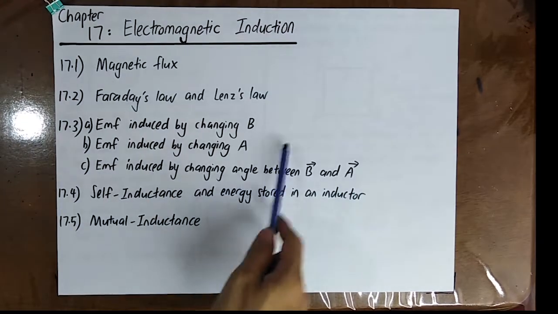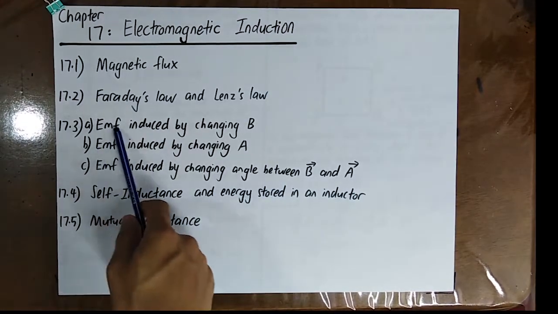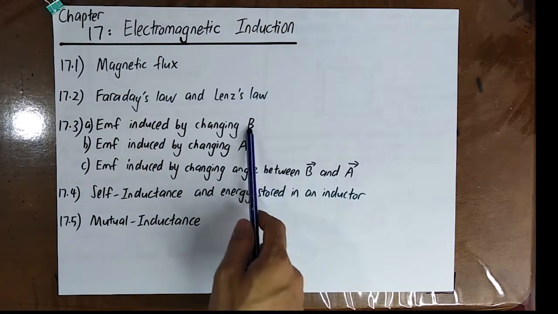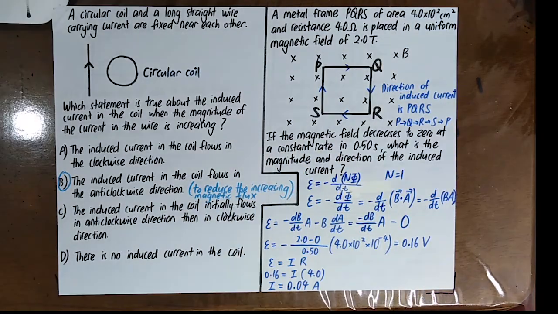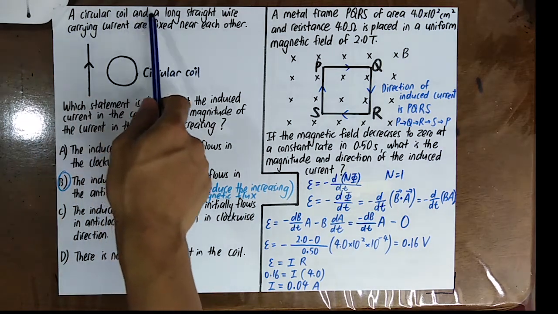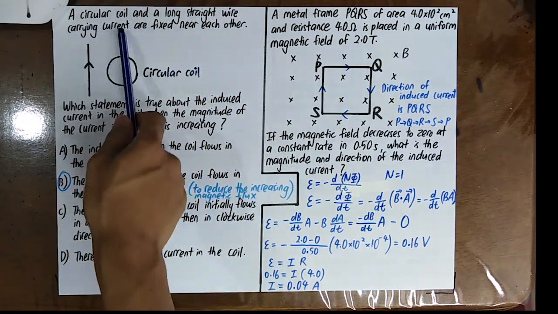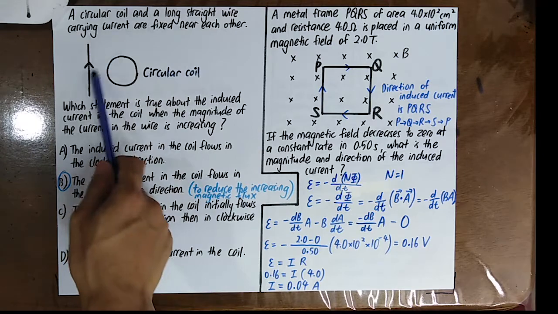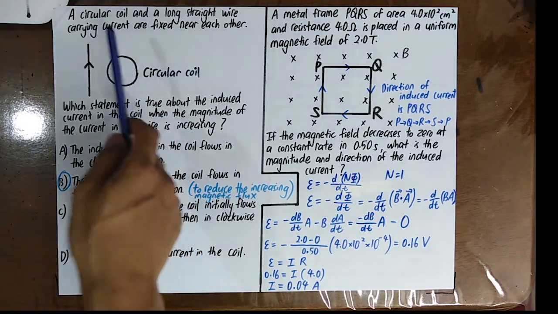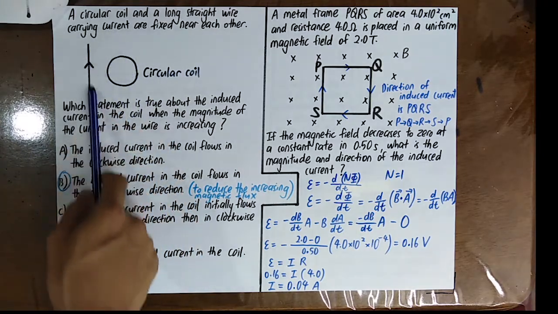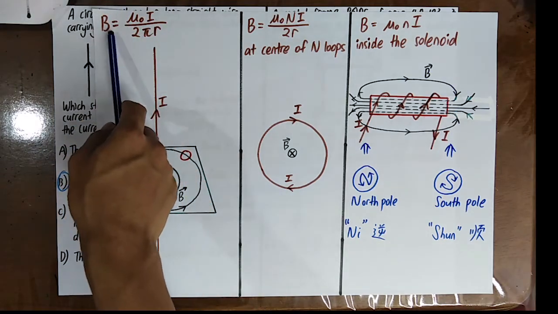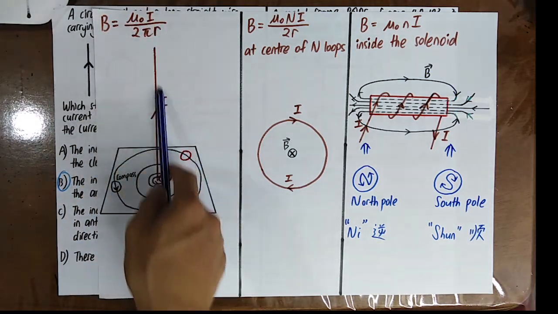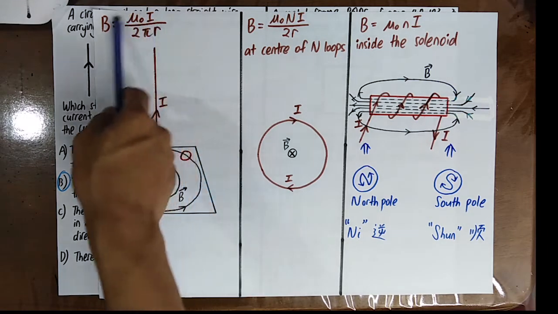Okay, so in this video, we'll talk about the EMF induced by changing magnetic flux density B. A circular coil and a long straight wire carrying current are fixed near each other. This is the circular coil. This is the straight wire carrying current. And then you know that the magnetic flux density due to a straight current carrying wire is this.